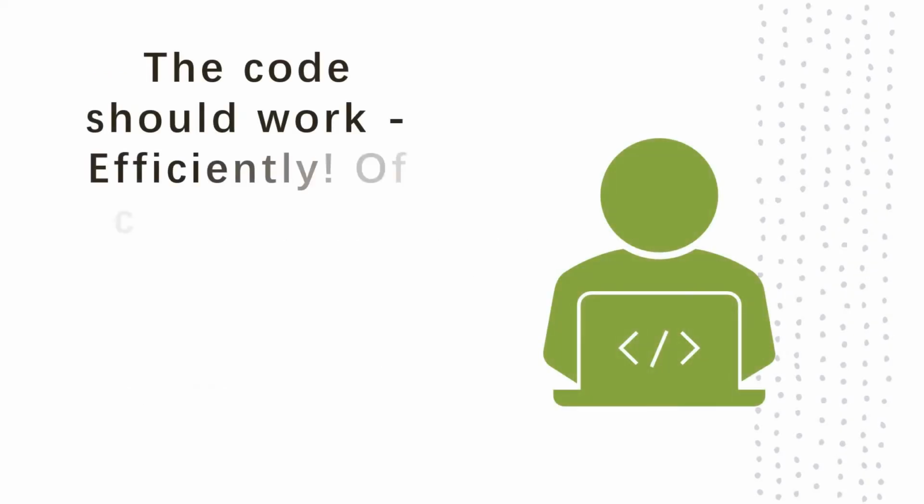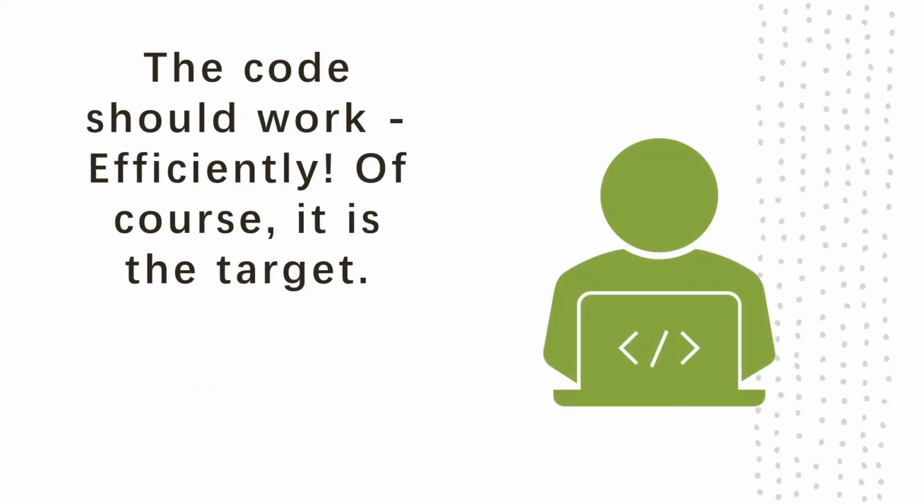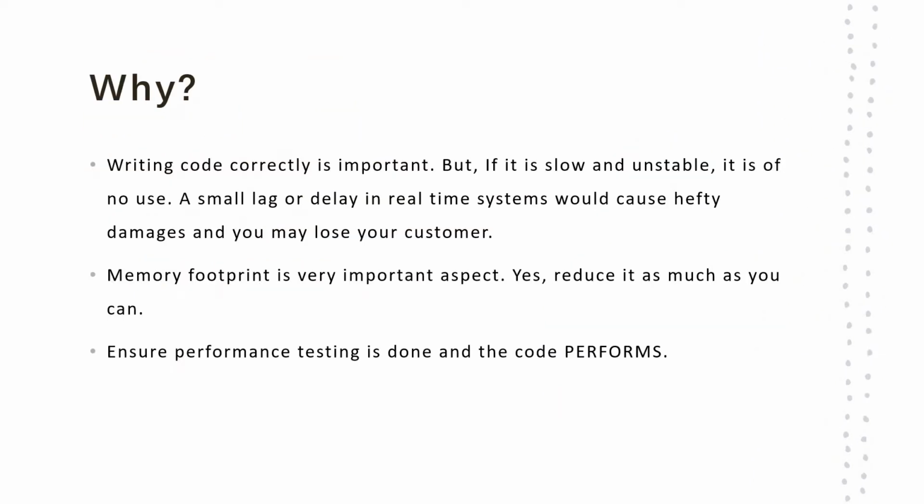Well, the second point, the code should work. The code should work efficiently. That's the main point. Writing correct code is important. Writing the code which works is very important. Writing the code which works efficiently is most important. You are writing the code, it meets the target, but it meets the target a little slow.